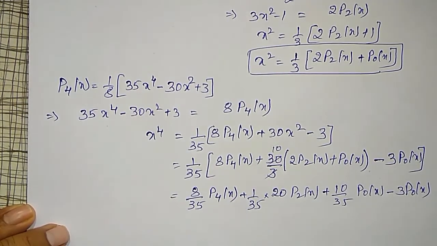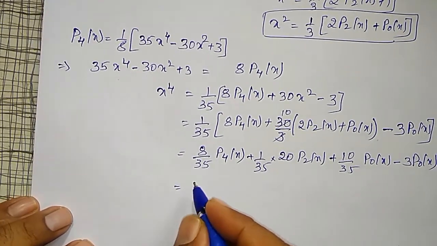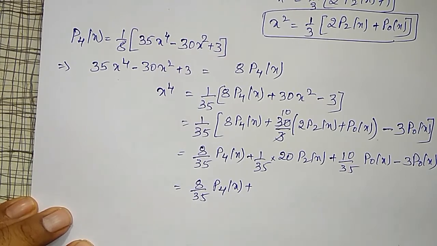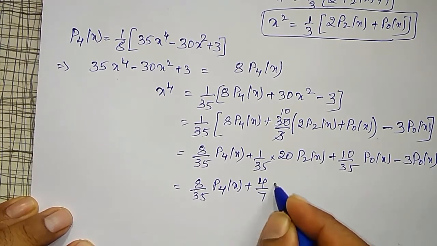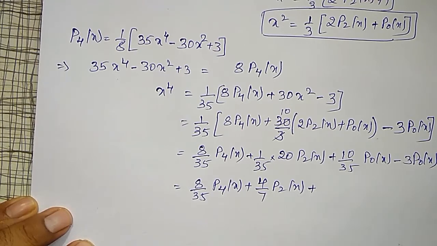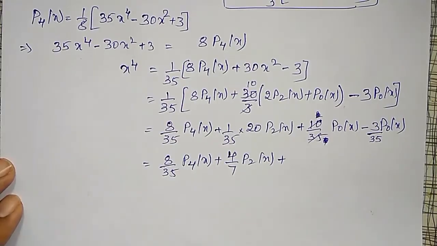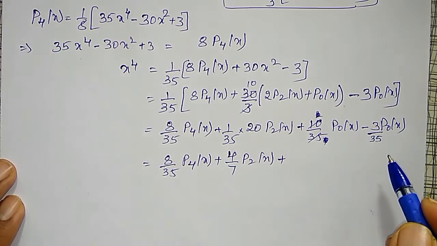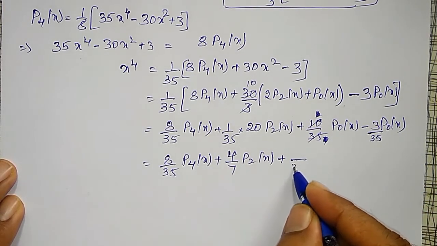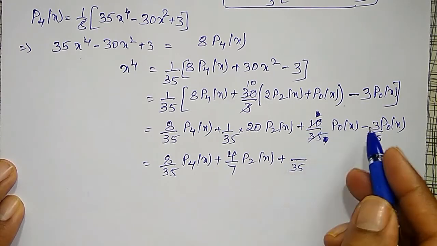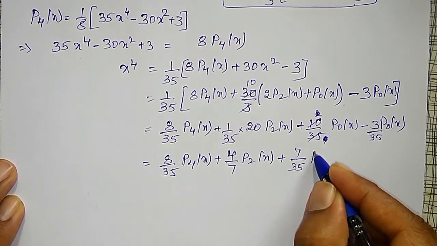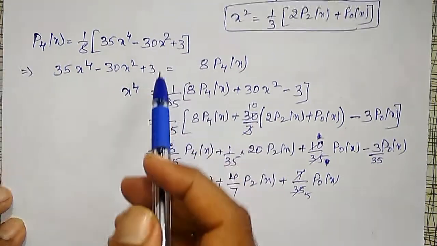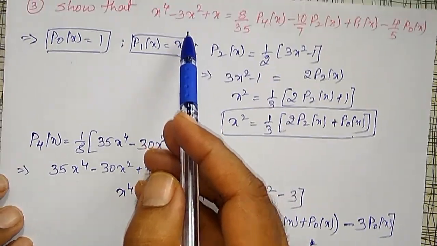Therefore, finally what I can simplify this to is 8 divided by 35 times P4 of x plus 4 by 7 P2 of x, and next 10 by 35 P naught of x minus 3 divided by 35 into P naught of x. Therefore, LCM is 35, and 10 minus 3 is 7, so 7 by 35 into P naught of x, or 7 ones are 7, 7 fives are 35. Substituting all these things in the LHS.